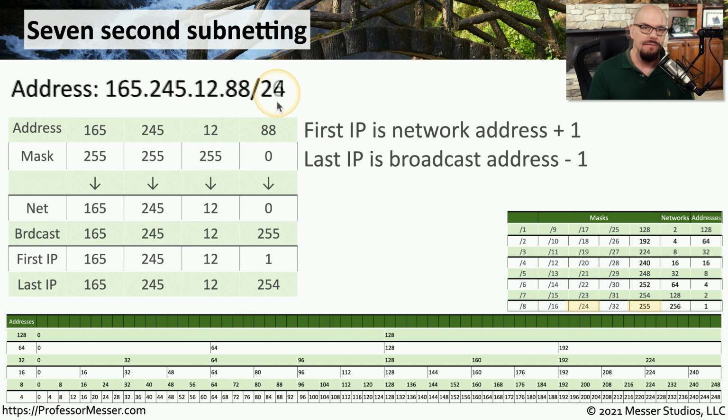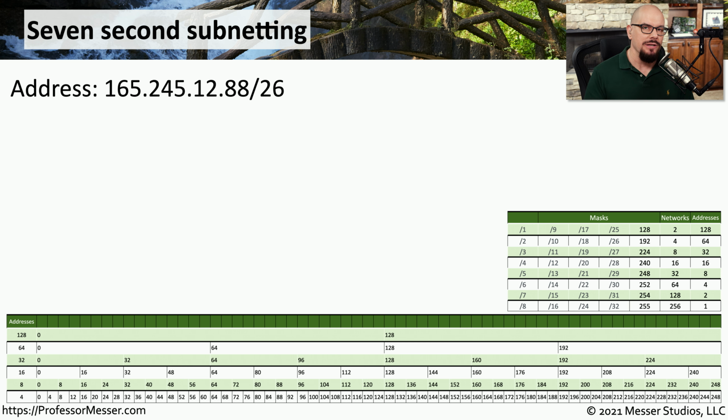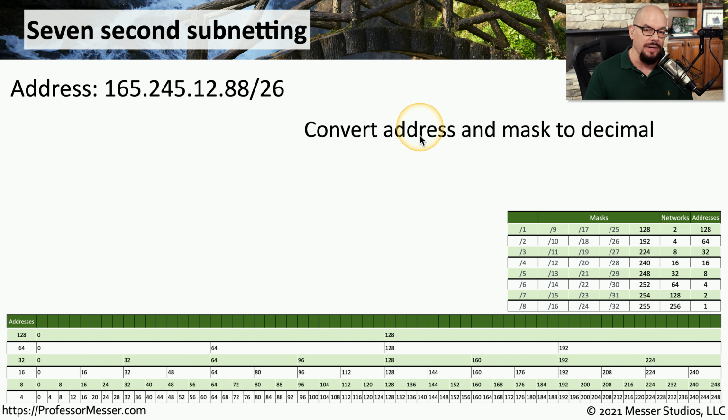165.245.12.88/24. Let's use exactly the same IP address, but this time let's change our subnet mask. Let's perform exactly the same process with 165.245.12.88/26. The first thing we want to do is convert the IP address and mask to decimal. We'll look at that /26. We'll find that in our chart.